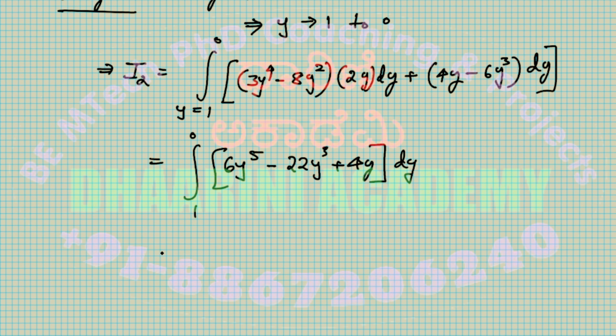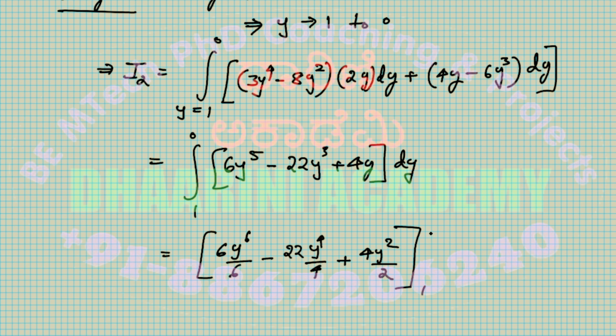That means this has to be equal to, after integration, 6y to the 6 by 6 minus 22y to the 4 by 4 plus 4y square by 2. Substitute the value 1 to 0. So when we solve this, we get this is equal to 2.5.